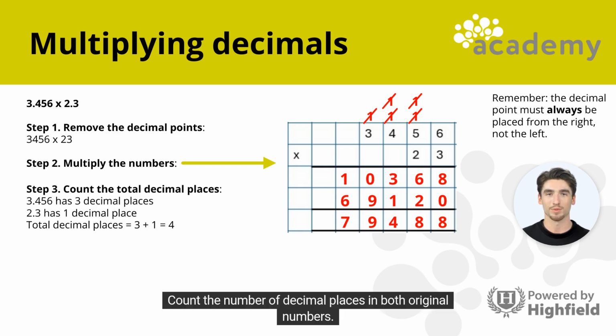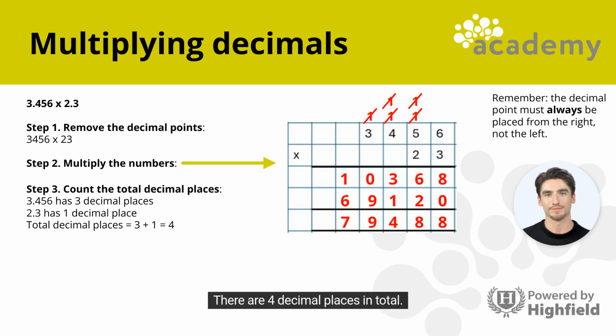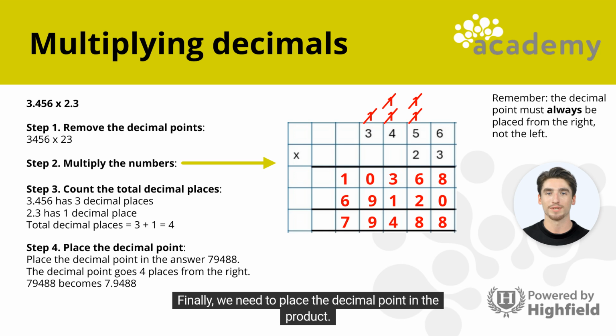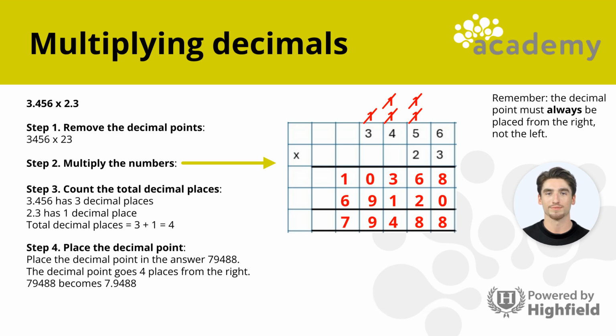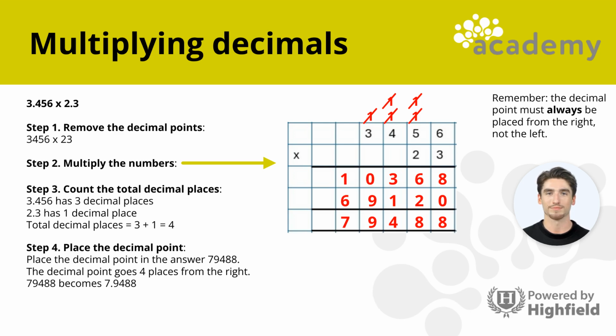Count the number of decimal places in both original numbers. 3.456 has 3 decimal places. 2.3 has 1 decimal place. 3 plus 1 equals 4. There are 4 decimal places in total. Finally, we need to place the decimal point in the product. It must be put 4 places from the right. 79,488 becomes 7.9488.